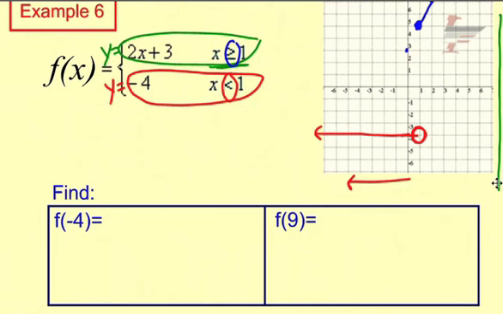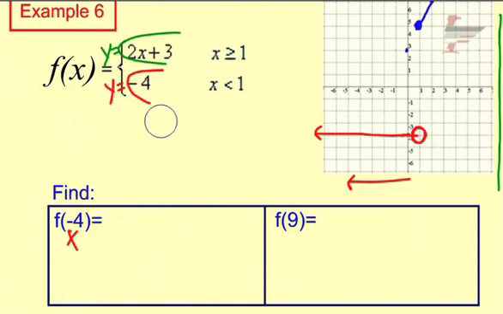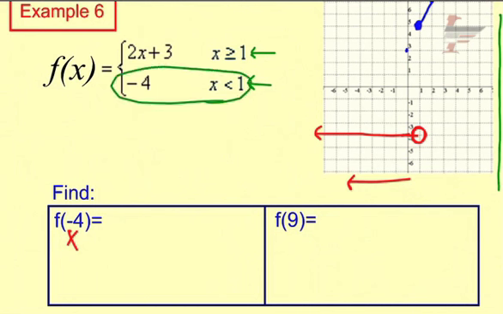We have to find f of negative 4 and f of 9. So f of negative 4 means I'm going to plug negative 4 in for the x. The only problem is that we have two equations, so we have to figure out which one we plug it into. Well, if the x that we're plugging in is a negative 4, we have to ask ourselves, is negative 4 greater than or equal to 1, or is negative 4 less than 1? Since negative 4 is less than 1, we're going to plug it into this equation.